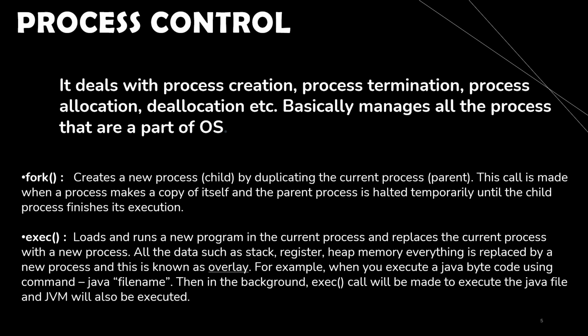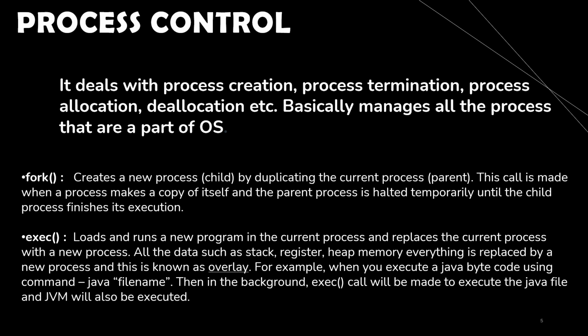Let us discuss about the process control system calls. It deals with the process creation, process termination, allocation, and deallocation of processes, etc. Basically manages all the processes that are part of OS. Fork system call. It creates a new process by duplicating the parent process. This call is made when a process makes a copy of itself and the parent process is halted temporarily until child process finishes the execution.